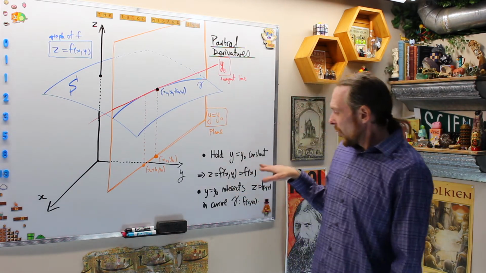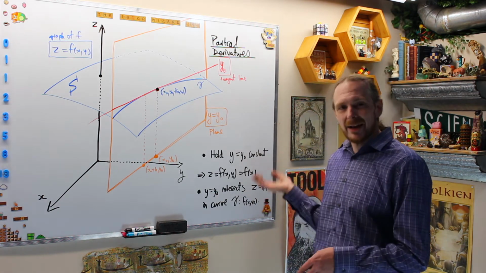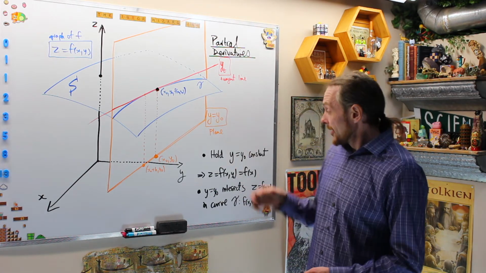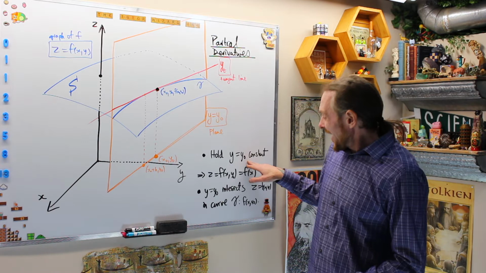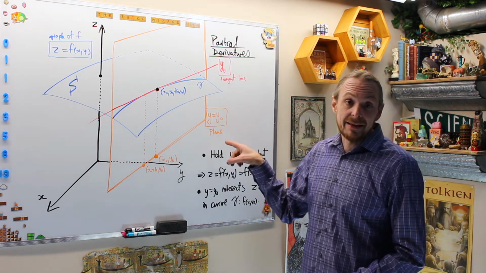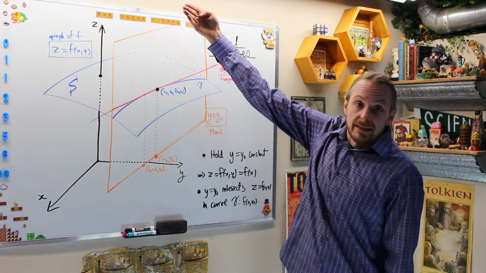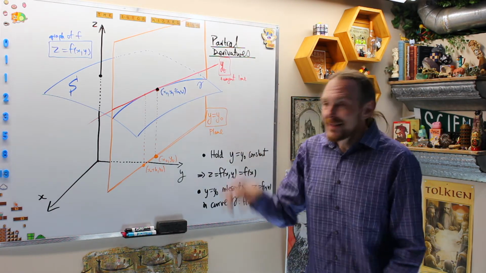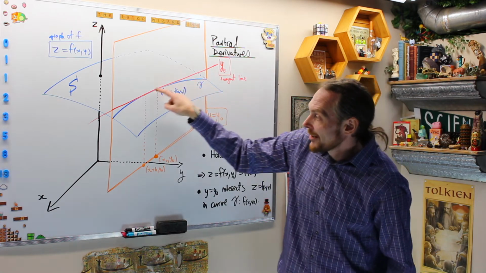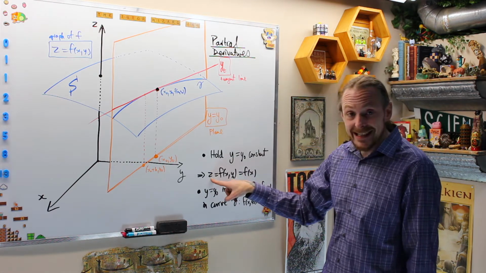If we hold one of the variables constant, at first to do the partial derivative with respect to x, we're going to hold y constant, and then we'll do vice versa for the partial derivative of f with respect to y. So we're holding y constant. In 3 dimensions, this equation y equals y naught is a plane in 3 dimensions. This plane in orange specifically. That plane, when I hold y constant, intersects our surface, the graph of our function of two variables, in a curve gamma.